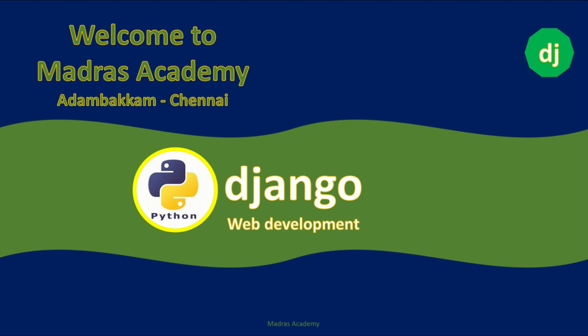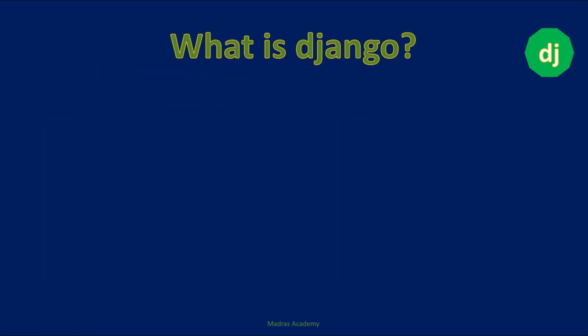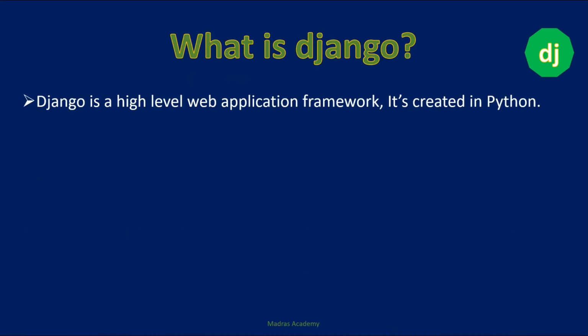In this session, we are going to learn about Django. First, what is Django? Django is a high-level web application framework. It is created in Python programming language. It is a dynamic content web page. In web pages, we have two types. One is static content, another one is dynamic content.